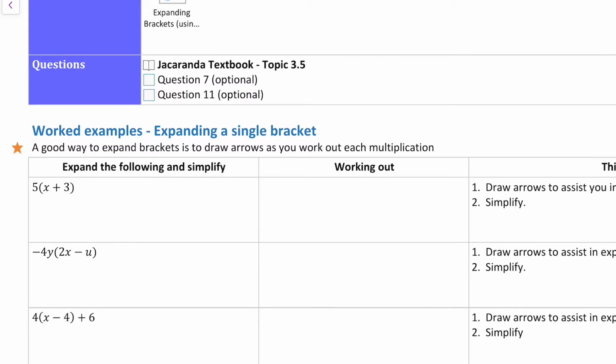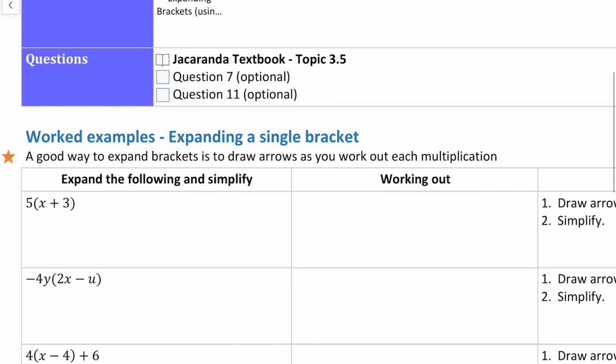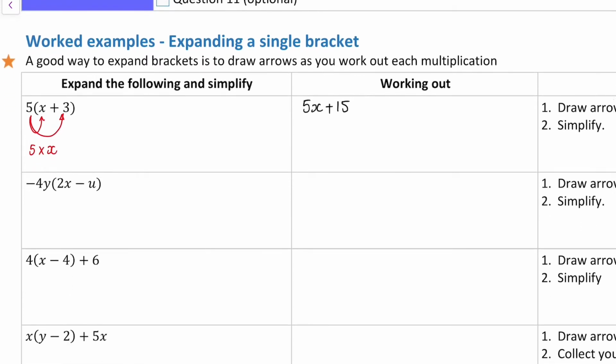So what I'm going to do is, with my arrow system, I'm going to multiply the 5 and the x together. So that's 5 times x, and that will give me 5x. And then multiplying that 5 with the positive 3, that's going to give me plus 15. Now we cannot simplify this any further because there are no more like terms, so we're going to leave it as 5x plus 15.